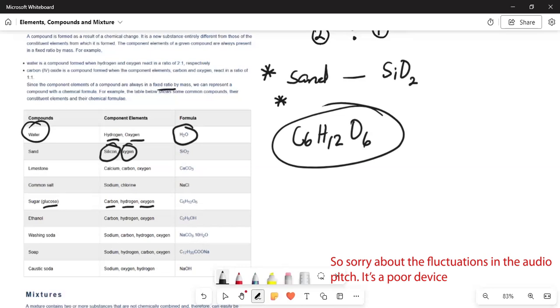Then ethanol, also a compound. The component elements are carbon, hydrogen, and oxygen, present in fixed ratio by mass. As such, you can represent it with a chemical formula. And so the formula is C2H5OH. There are 2 atoms of carbon, 5 atoms of hydrogen. Then there's a group here which we call the hydroxyl group, which is a functional group of ethanol. We'll talk about this when we come to organic chemistry.